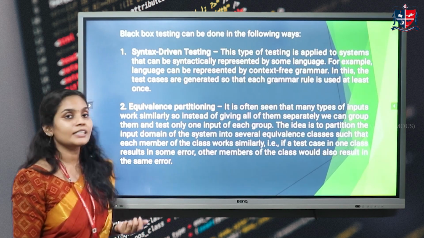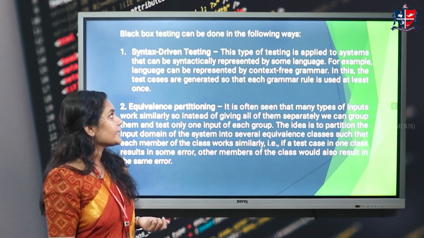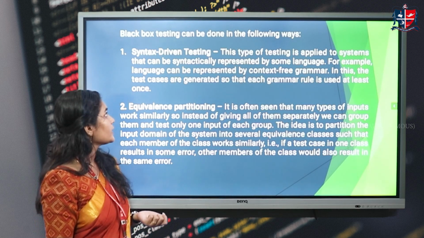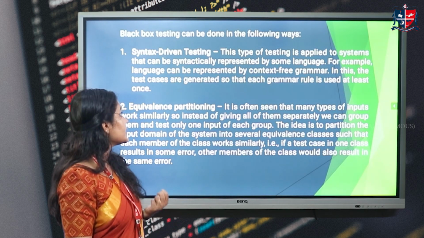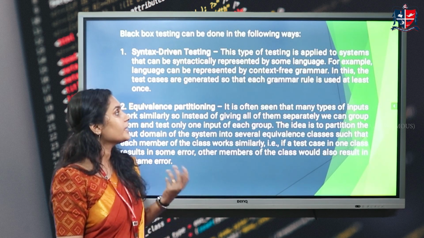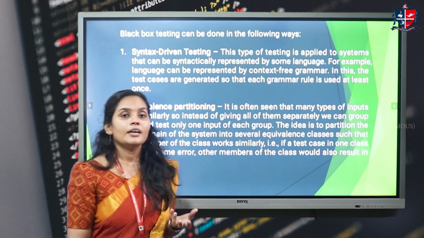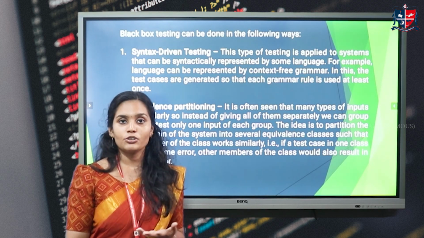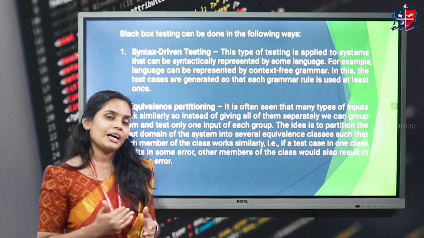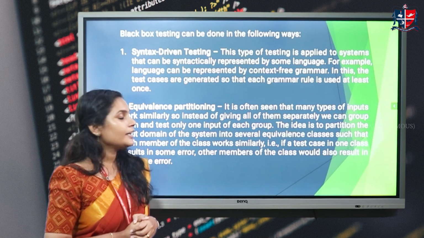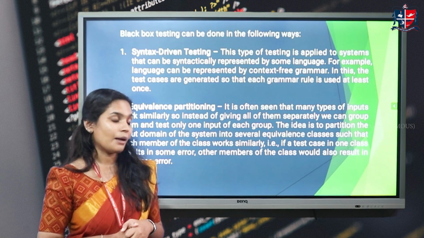First one is syntax driven testing. This type of testing is applied to systems that can be syntactically represented by some language. For example, languages can be represented by a context-free language. In this, the test cases are generated so that each grammar rule is used at least once. Syntax-driven testing means that in each system, the representation can be made based on the context-free language. The syntax representation means it will be represented based on the syntax, and we can also create the contents by applying the grammar rules.